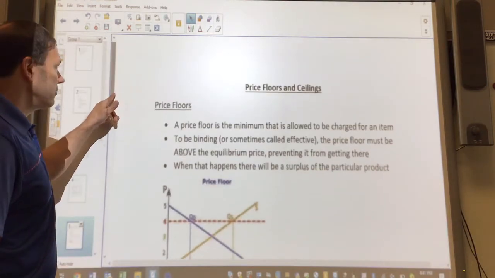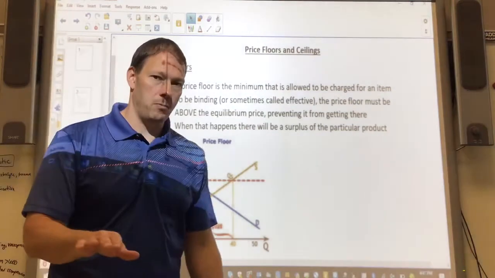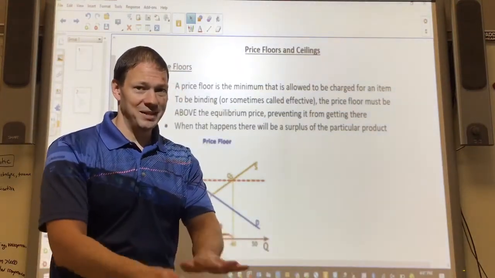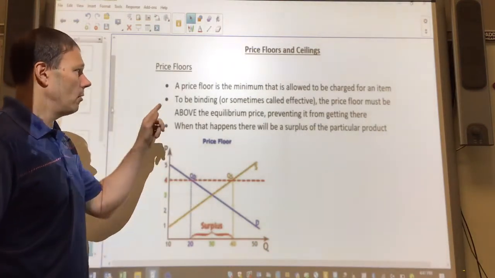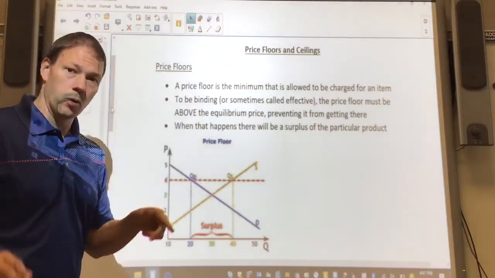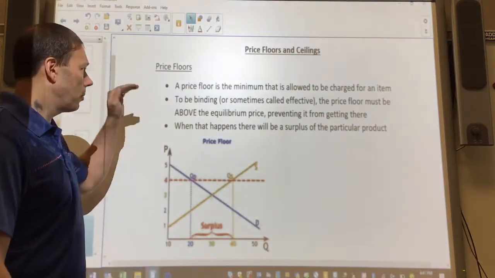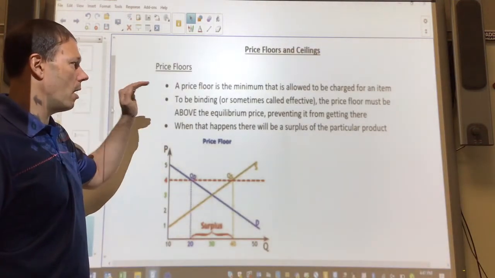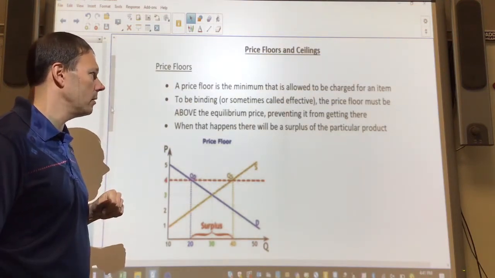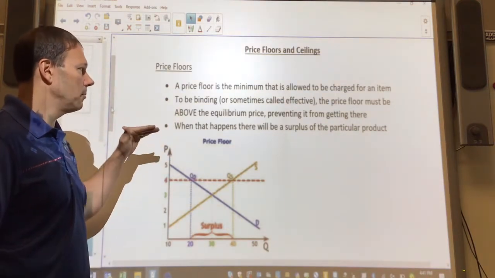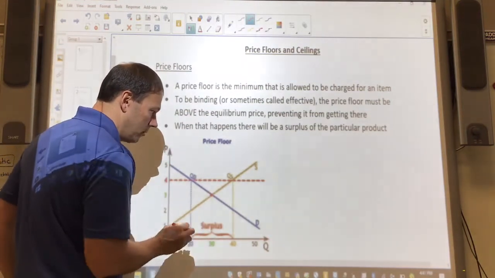All right, let's look at price floors and ceilings. So what is the definition of a price floor? It is a minimum, just like it sounds, a floor. Okay, the least you can charge, the minimum that you can go. All right, now, to be binding, or sometimes they call it effective, in other words, to make a difference in the market, the price floor has to be above the equilibrium price, like we see in this example graph right here, which prevents the price from getting to where it wants to get. Remember, it always wants to get to equilibrium.